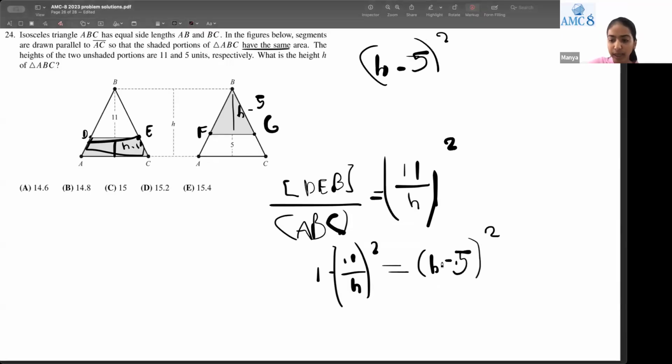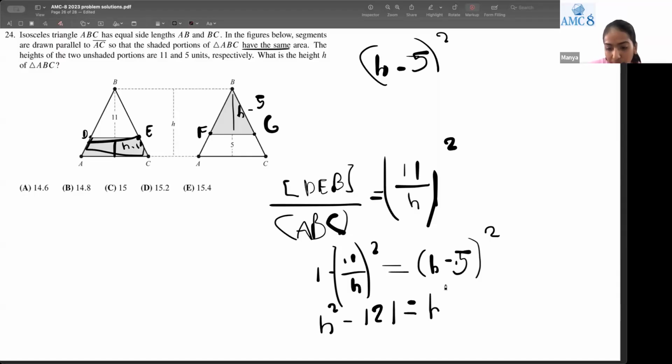And now we can just solve this. And this right here is (a minus b) whole square, which means that, here, I'll write this right here, and we'll be getting h squared minus 121, which is 11 squared, is equal to the (a minus b) whole square formula, which is a squared minus 2ab plus b squared.